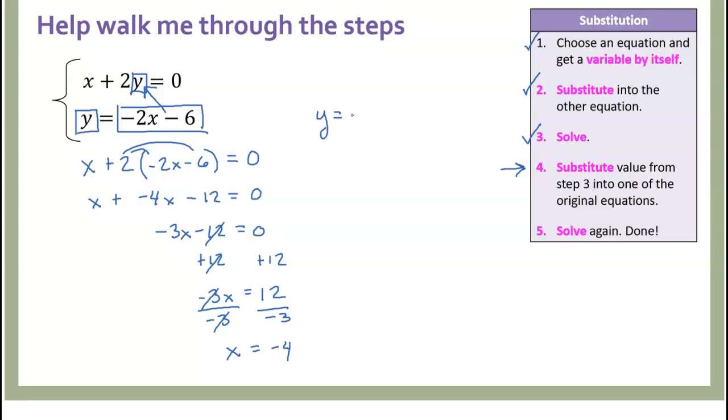Y equals negative 2 times, put in the value for x, negative 4, minus 6. Negative 2 times negative 4 is positive 8. And 8 minus 6 is 2. So our answer here is negative 4, 2.